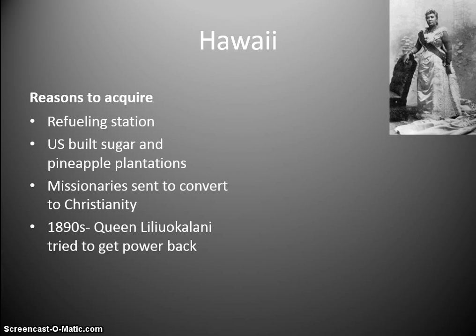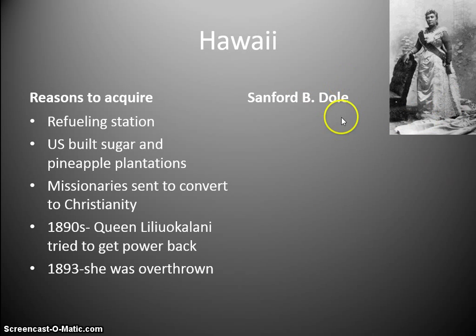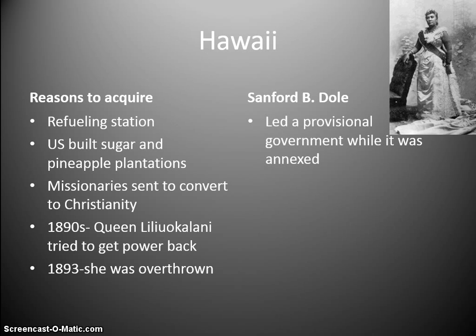In the 1890s, Queen Liliuokalani tried to get her power back. And in 1893, she was overthrown. Now, the person that we put in charge after Queen Liliuokalani was overthrown was Sanford B. Dole. Now, remember Dole? That's kind of like the fruit company, the pineapples, right? Dole pineapples. So think Hawaii. He led a provisional government while it was being annexed.